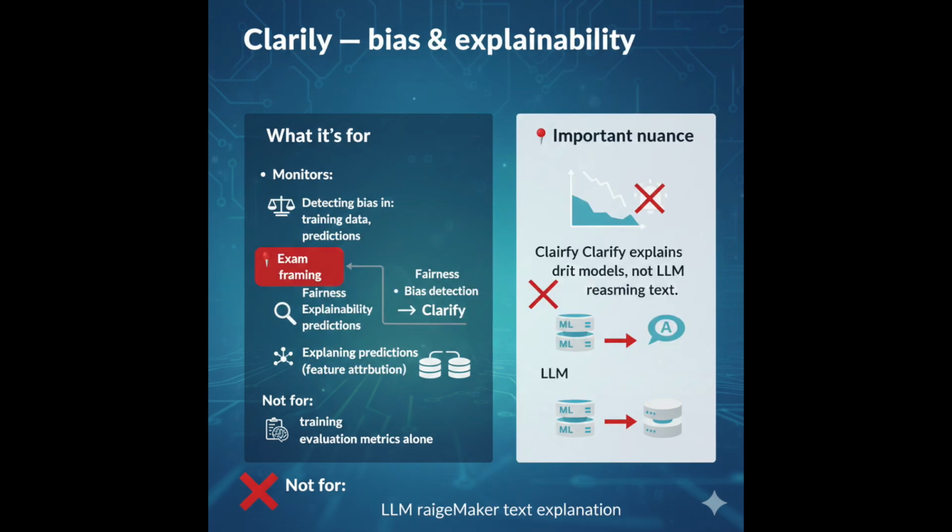Number 5, Clarify, bias and explainability. Amazon SageMaker Clarify. What it's for: detecting bias in training data and predictions, explaining predictions, feature attribution. Exam framing: fairness, explainability, bias detection, Clarify. Important nuance: Clarify explains models, not LLM reasoning text.